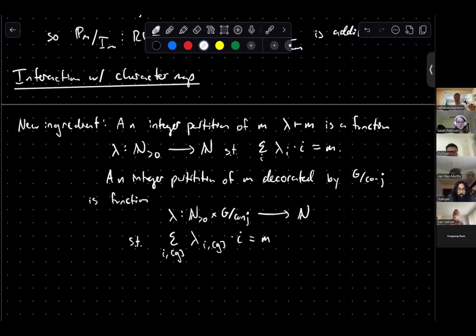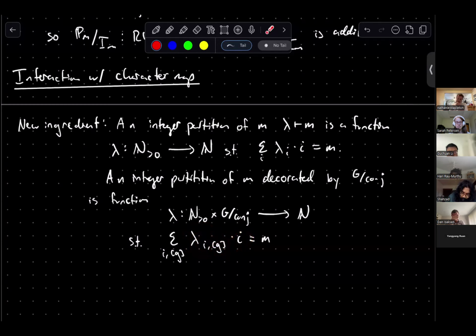So the way to think about this one, written lambda sub I. I don't know, is this a joke? Does it say such that the sum over I of lambda I, lambda sub I times I? Okay. Lambda sub I times I is... okay, thanks. And this one is lambda sub I, comma, the conjugacy class of little g times I.